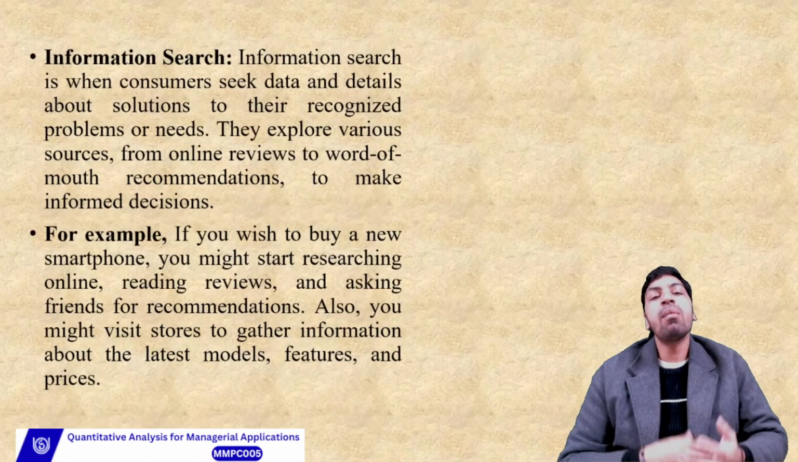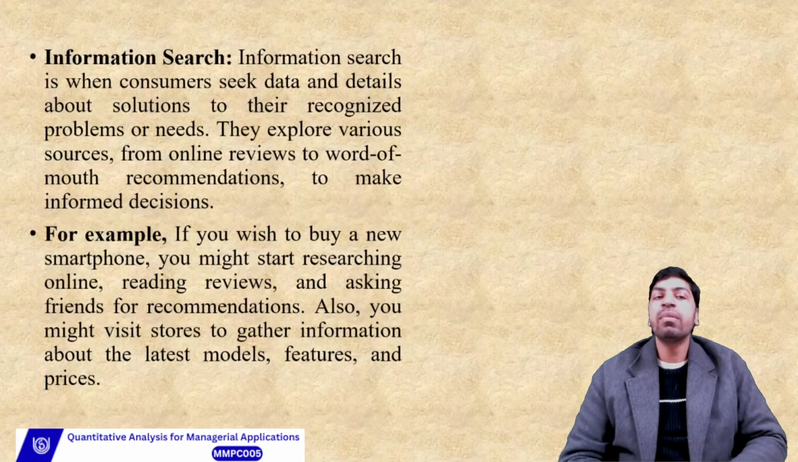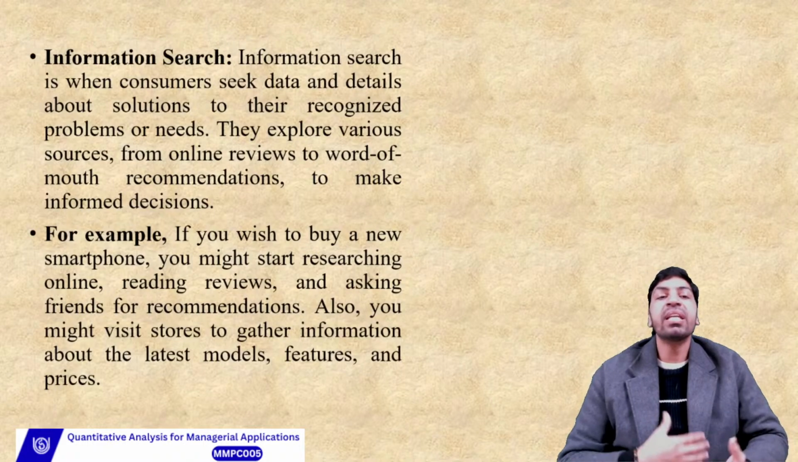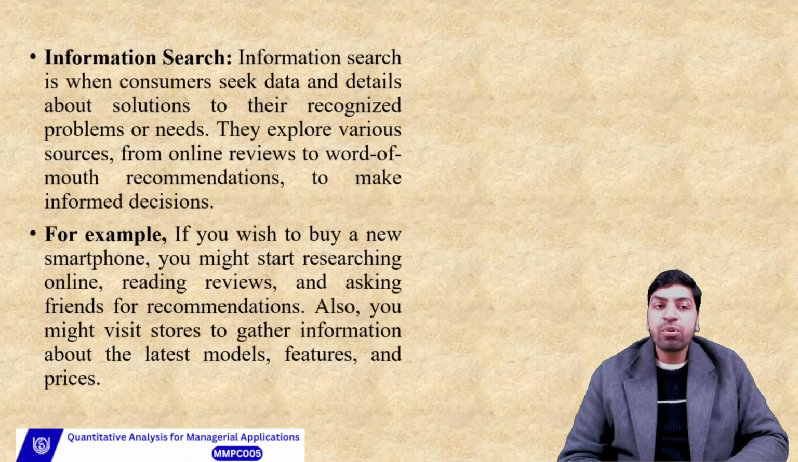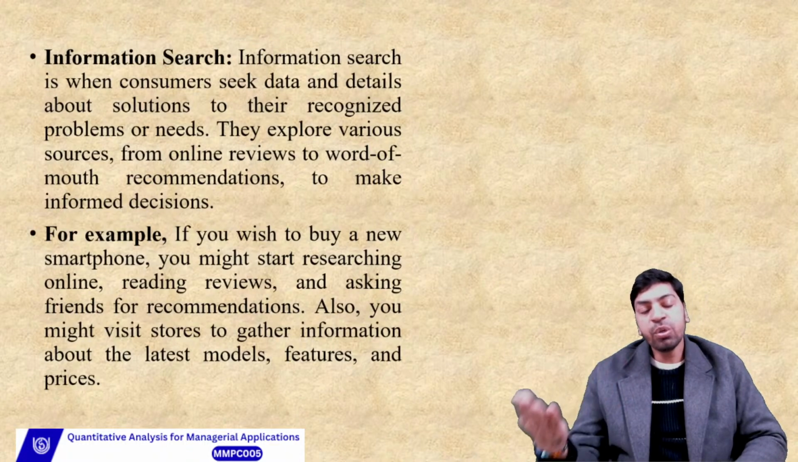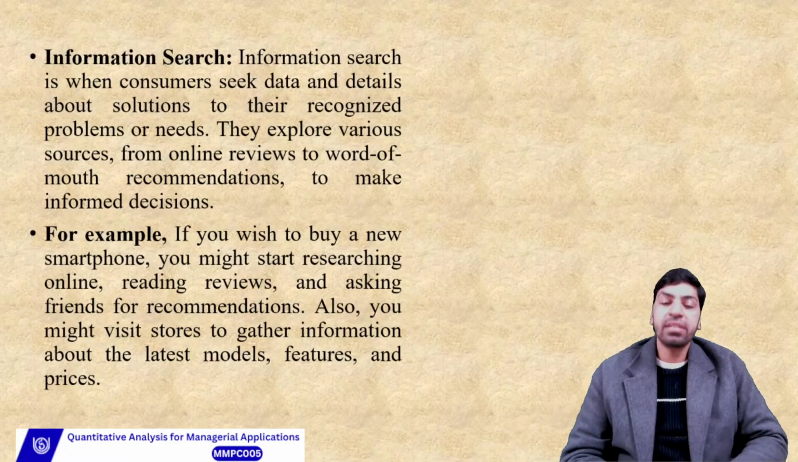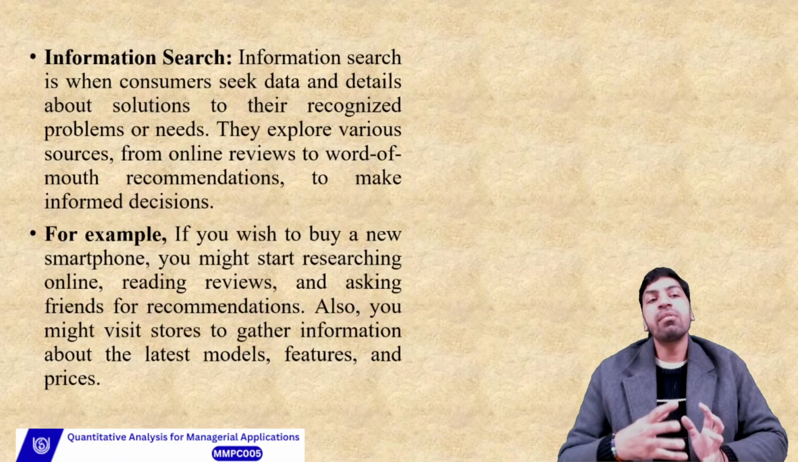Next one is information search. Once the problem is recognized, consumers always try to gather data and details about the solution to their problems and needs. They will explore various sources: they can search on online portals, or look at positive or negative recommendations about the product, to make informed decisions. So this is all about the second stage of the consumer buying decision.